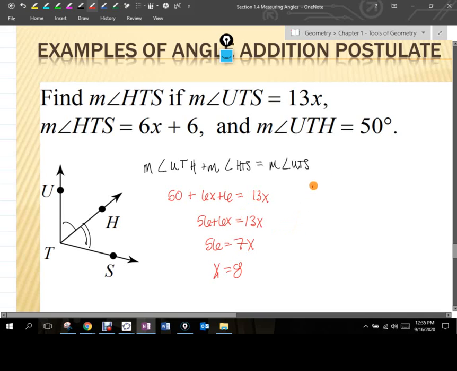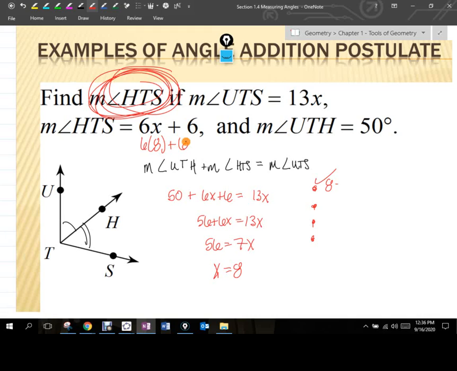Now, if it's multiple choice, this first answer will be 8. And a lot of people will go and check that and be done, right? What were they asking? HTS. So I'm going to plug that back in. I'm going to go 6 times the 8 plus the 6. So 6 times 8, 48, plus then 6 again, 54.